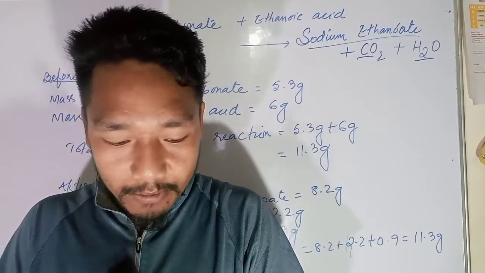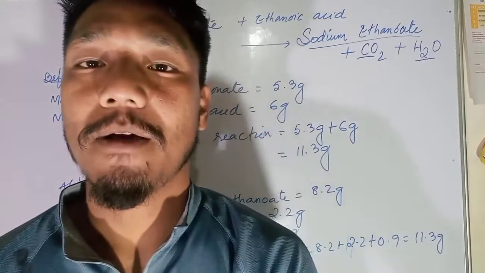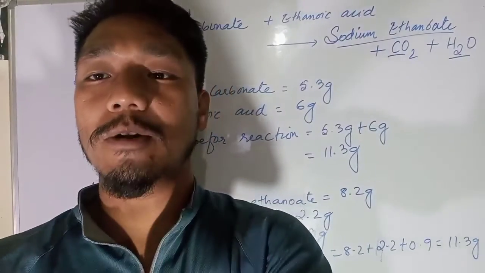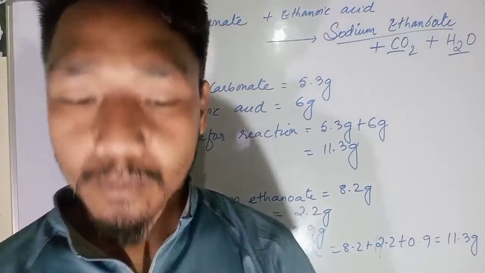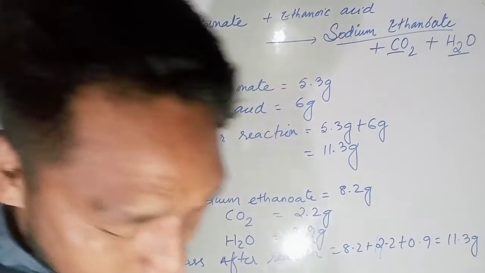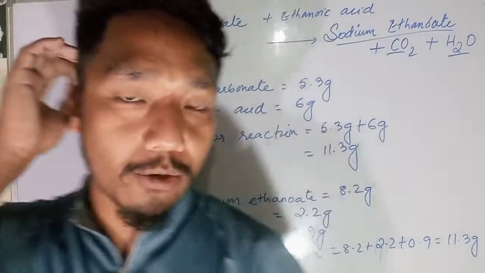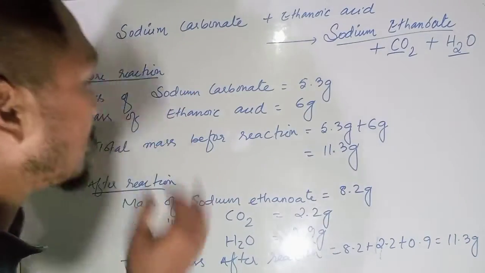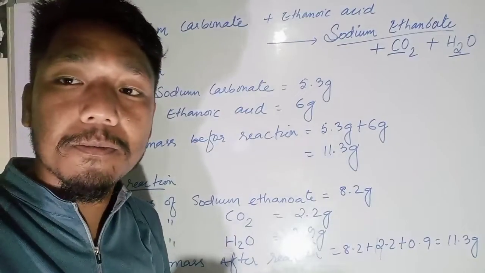Okay, the law of conservation says that mass can neither be created nor be destroyed in a chemical reaction. Mass can neither be created nor be destroyed in a chemical reaction. Okay, so this is the answer for page number 34, question number 1. Your question is already written on your screen and has also been displayed on screen. Okay, next, we'll go to question number 2.